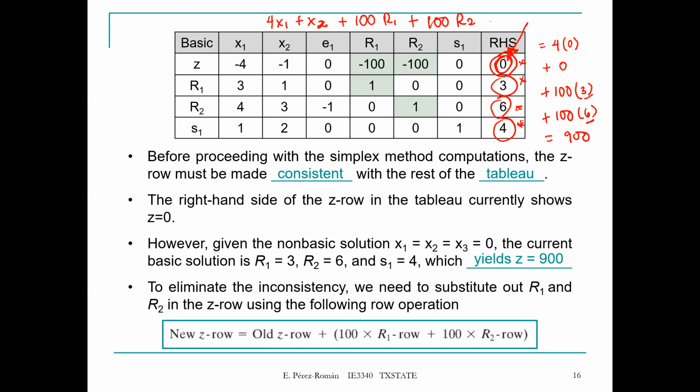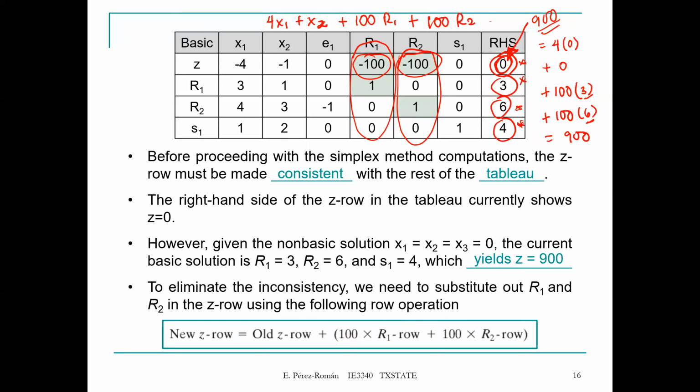To eliminate the inconsistency, we need to substitute out R1 and R2 in row 0 using the following row operation. So the idea is we need to make this column ones and zeros, and these columns ones and zeros. So if we make these two values equal to 0, then this right-hand side will become 900. And how do you make those equal to 0? Well, you use the elementary row operations, right?